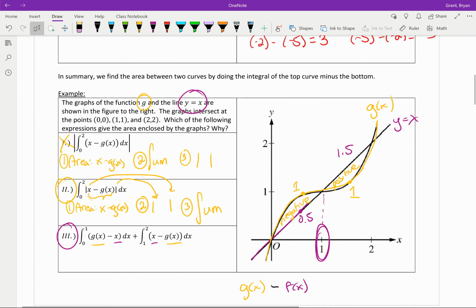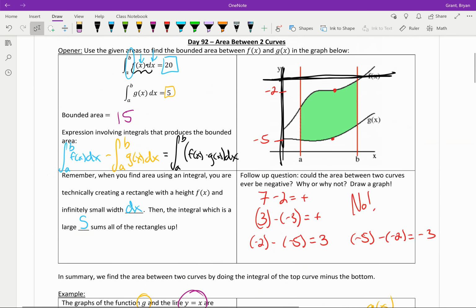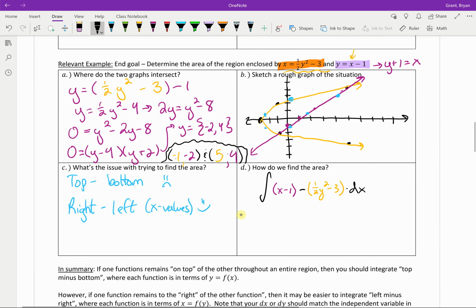When we did top minus bottom, everything in our integral was in terms of x. These were on the x-axis, a to b. These were in terms of x all the way through, and that led us to top minus bottom, subtract the y's. So if I'm going to do right minus left, what do you think my integral has to be in terms of? And hopefully you said, oh wait, y, that makes sense. We need all these to be in terms of y. Well, that means that my orange function is good to go. That has y's. But my purple one, not so much.